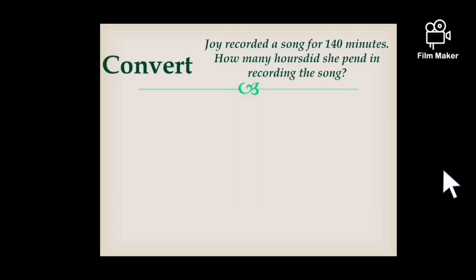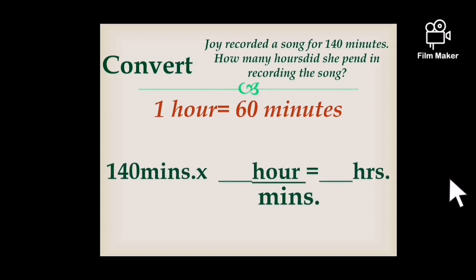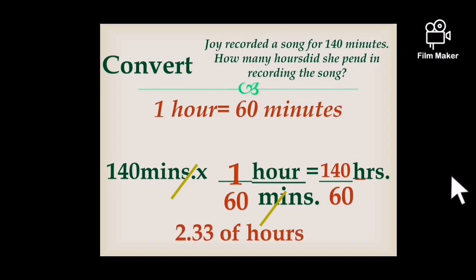So let us solve this problem. Joy recorded a song for 140 minutes. So, how many hours did she spend in recording the song? So, 1 hour is equal to 60 minutes. So, 140 minutes times 1 hour divided by 60 minutes. So, 140 minutes times 1 is 140 divided by 60. So, that is 2.33 hours.